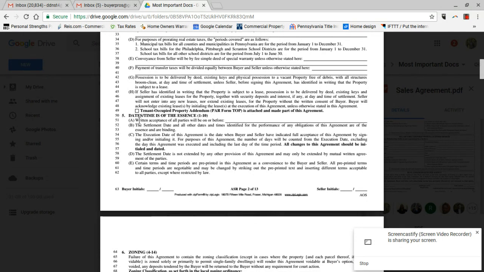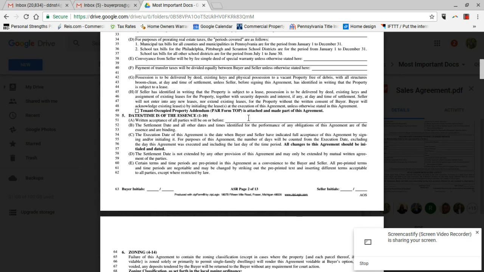Date and time of the essence. Written acceptance by all parties should be on or before. So you can put a date in there, you can put a time in there. Like if I'm submitting an offer today, I might put, I want a written response from the seller by tomorrow at 5 p.m. Eastern Standard Time. Be very specific about that. If you're putting a time in there, put a time zone. That way, if they don't respond by that time, this offer is null and void.